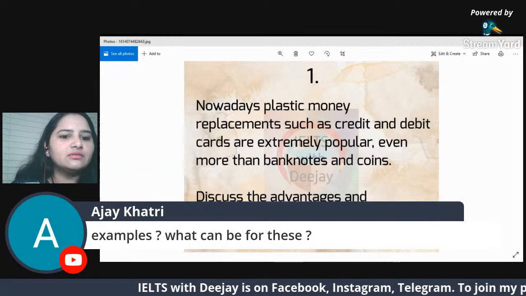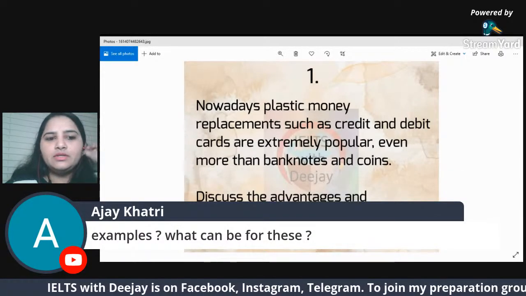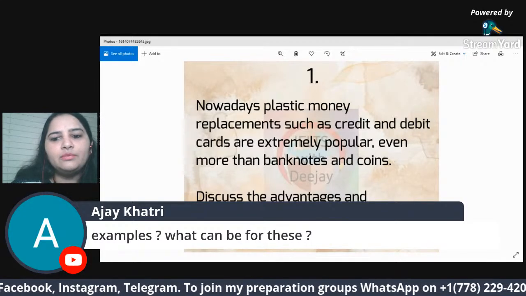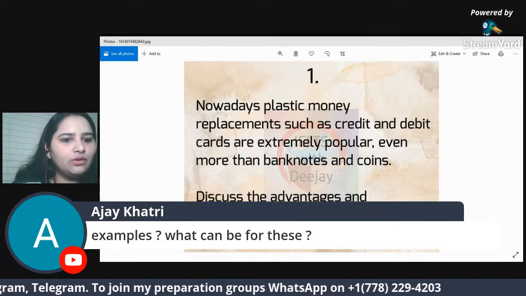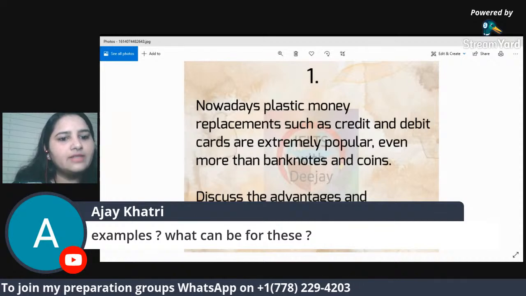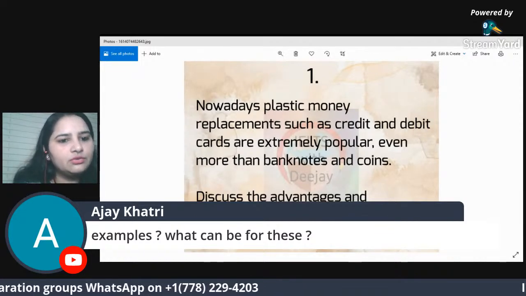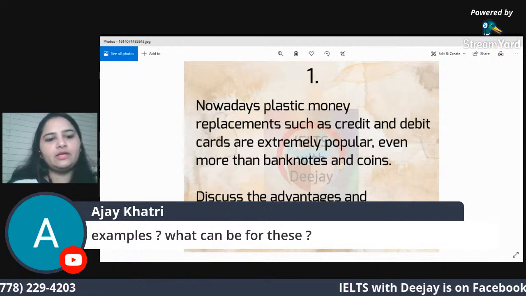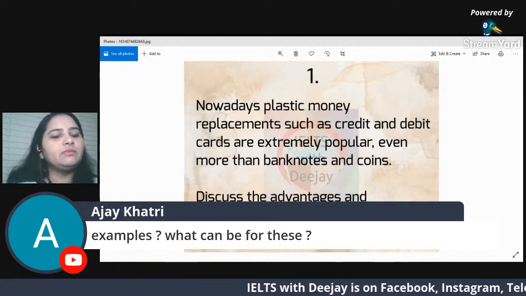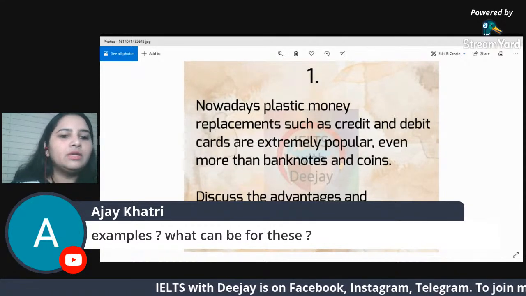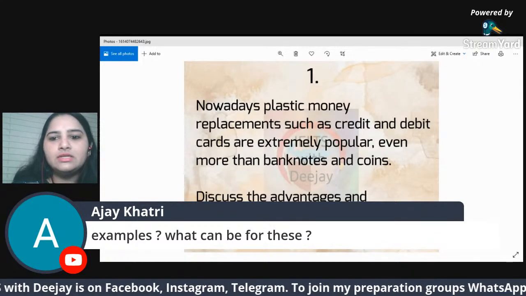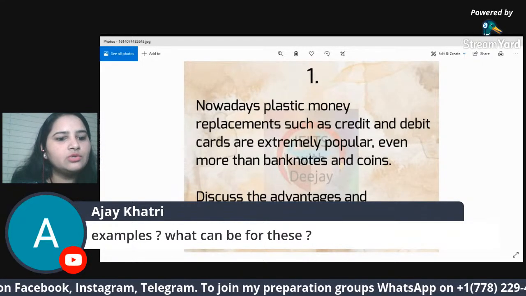Examples. What examples? Pooja has written the examples, and your examples have to be in sync with your main idea. Whatever your main idea is, write the example related to that. If you're saying it is convenient, write the example. You can write the example like how it is convenient, how it has made the payment faster. You can say the payment can be done in seconds. Like suppose if we have to make payments in lakhs, then also we can do it in 1 minute.